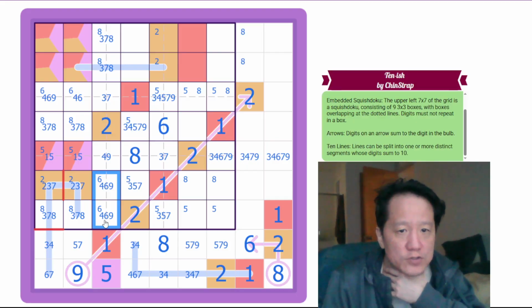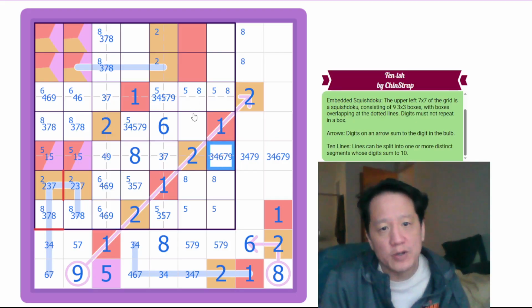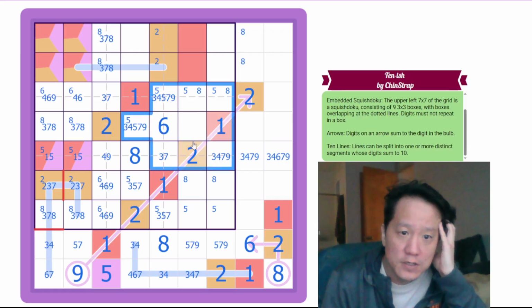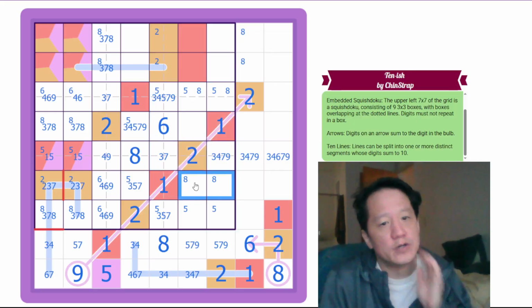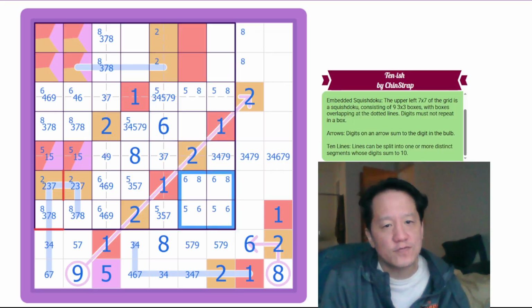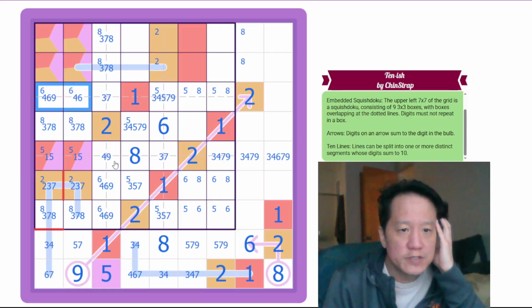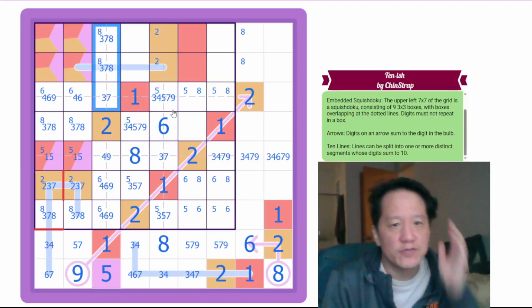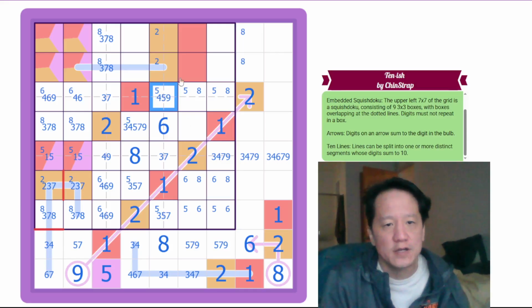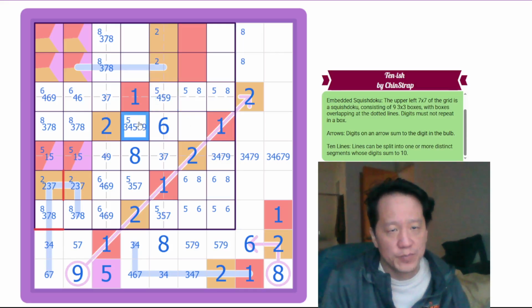Six is one of these two. 6 cannot be in the rest of box 6. So it has to be one of these 4. We have a 6 here, a 6 here, and a 6 here. Where's the 6? Okay, so the remaining digits, so this 3, 7, 8 triplet eliminates 3, 7, and 8 in the rest of box 2.